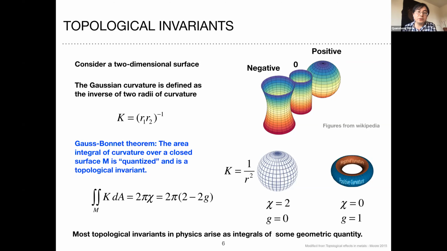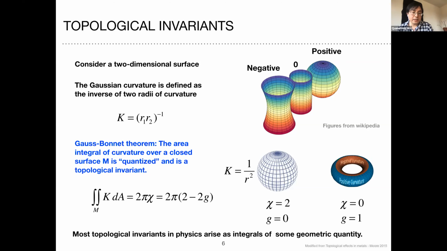For example, for the two-dimensional surface, we can introduce the Gaussian curvature. The Gaussian curvature is defined as the inverse of the two radial curvatures. For example, for this shape, the curvature is negative, and for the cylinder, it's 0. For the sphere, it's positive. There is a theorem in mathematics called the Gauss-Bonnet theorem.